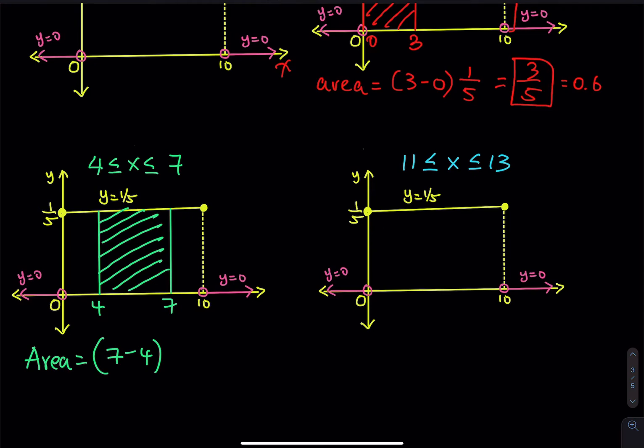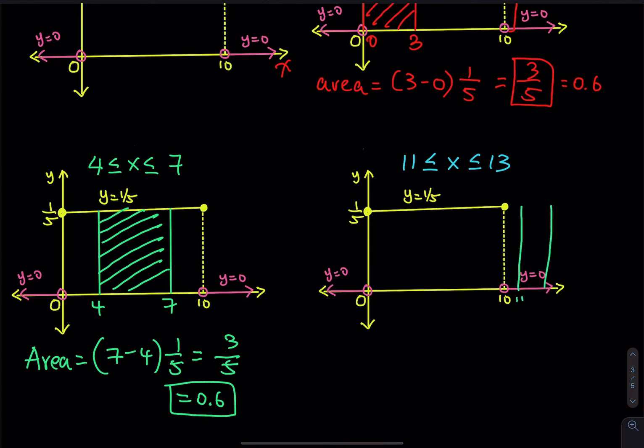All right. And then you multiply the 1/5. So this one you get a 3/5, right? So that is equal to 0.6. And then what about the next one? The next one is 11 to 13. Where is 11? So 11 is right over here, right? So this is 11, and then this is 13.